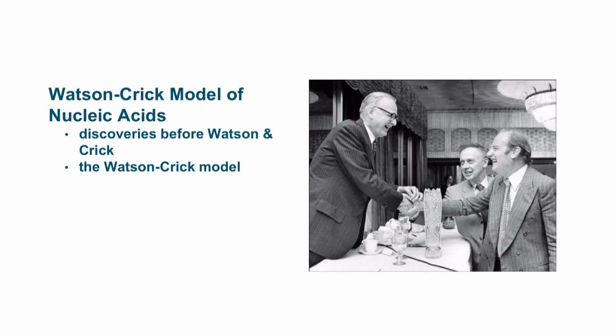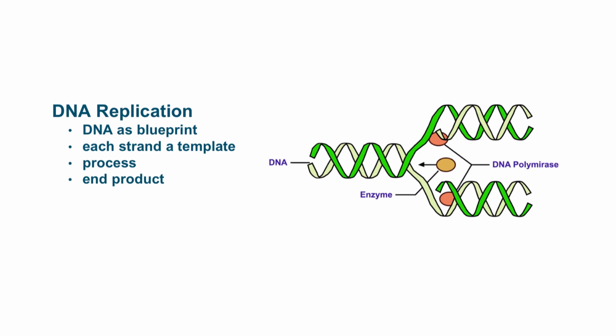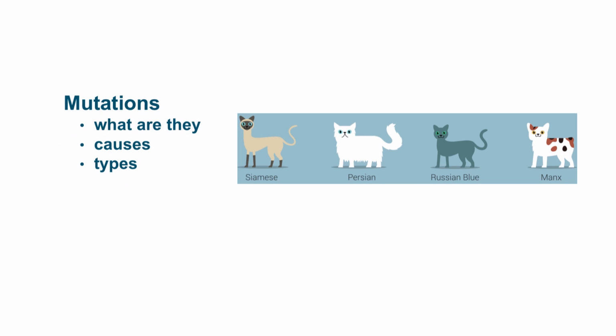In the Watson-Crick model of nucleic acids, we'll talk about discoveries before Watson and Crick and then what they came up with and the significance of each of those. In the DNA replication unit, we'll talk about DNA as a blueprint and how each strand of DNA is a template for making new strands, the actual process of replication, and the end product.